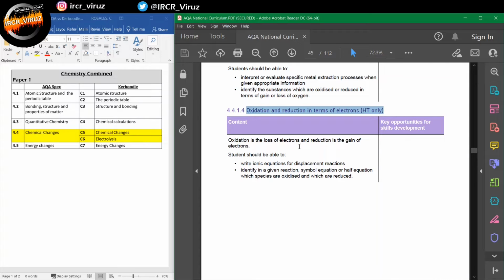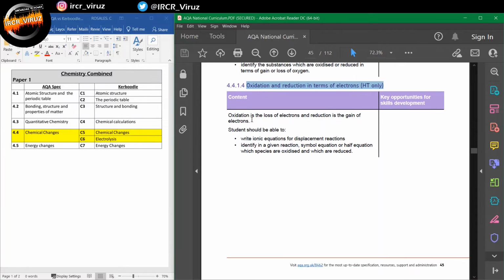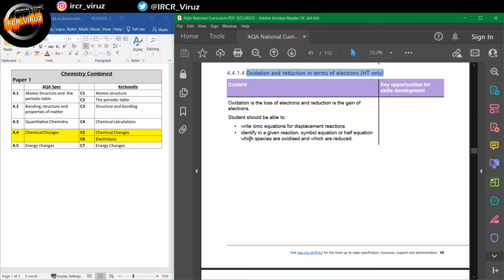Okay, but when you're talking about it in terms of electrons, you gotta familiarize yourself with the acronym OIL RIG. Okay, OIL: oxidation is loss of electrons, RIG: reduction is gain of electrons. Okay, oxidation is a loss of electrons, reduction is gain, there we go, that's what we said.